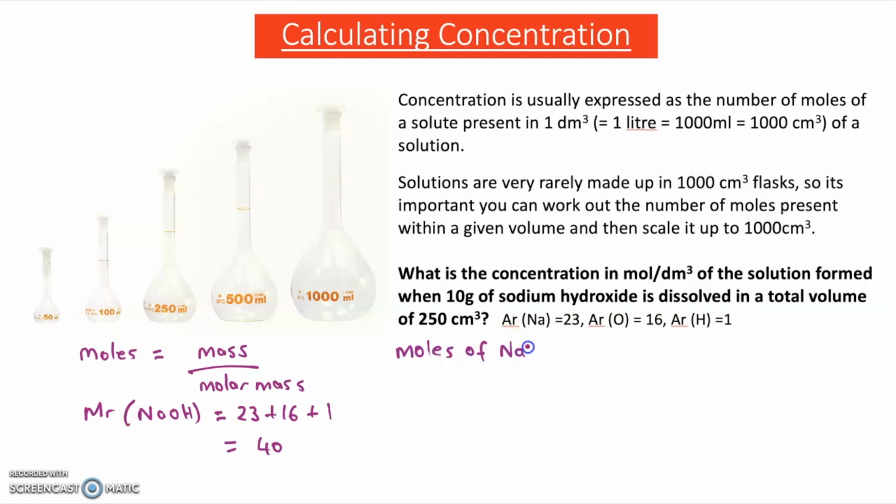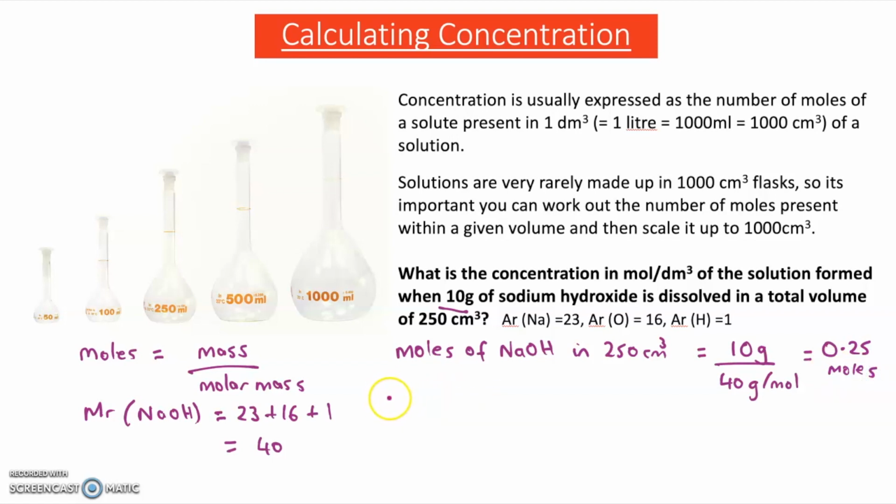So we first work out the number of moles that we have if we have 10 grams of sodium hydroxide. So the moles of NaOH in 250 centimeters cubed would be 10 grams divided by the molar mass, which is 40 grams per mole, and the molar mass is the same as the MR value because we're dealing with a compound here. So the total moles will be 10 grams divided by 40 grams per mole, which will be equal to 0.25 moles, and that's the number of moles that you have of NaOH in 250 centimeters cubed of solution.